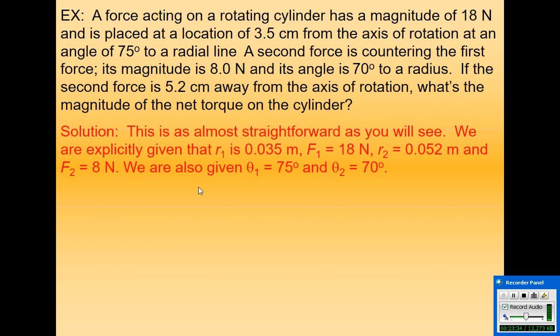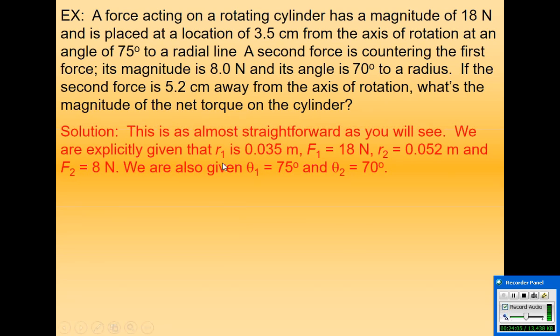One of the things that's not said is which force is clockwise and which force is counterclockwise. But it does say that these forces are running counter to each other. One of them has to create a positive torque. One of them has to create a negative torque. Which one it is, I don't know, but it doesn't matter because the question is asking for the magnitude of the net torque. I know that I have to subtract one from the other, and then at the end I just take the absolute value.